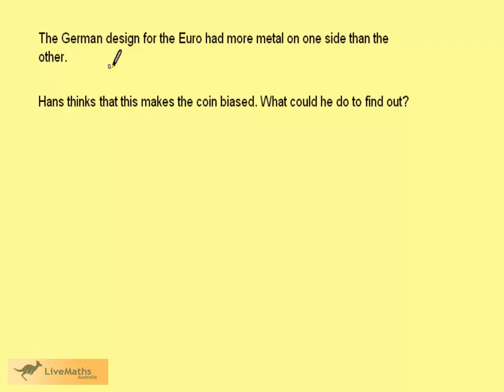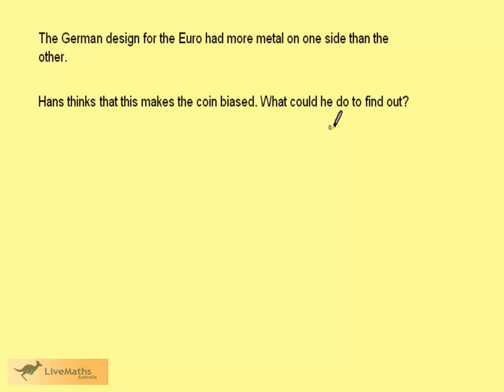The German design for the euro had more metal on one side than the other. Hans thinks that this makes the coin biased. Remember, a fair coin has a probability of a half for getting a head. You're equally likely to get a head or a tail. Saying the coin is biased means that this is no longer true.